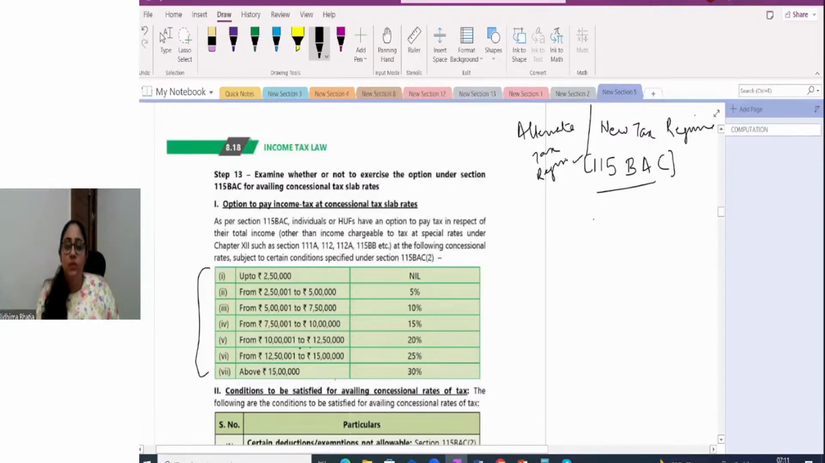Then 2,50,000 to 5 lakh, there is 5%. 5 lakh to 7,50,000, 10%. 7,50,000 to 10 lakh, 15%. 10 lakh to 12 lakh 50,000, 20%, 12 lakh 50,000 to 15 lakh 25%, and above 15 lakh 30%. So what in our regime was 30% above 10 lakh, here comes above 15 lakh. That means the income on which otherwise our 30% was applied, these rates are now divided. So you can see for every 2,50,000 there's a 5% increase.